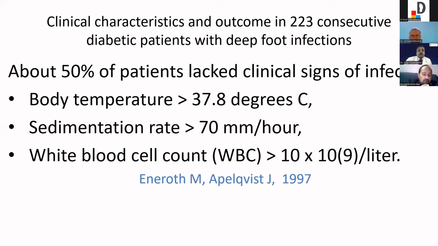This is not a new observation. Jan Apelqvist noted this in the 90s when he looked at people with deep-seated infection, deep foot infections, and about 50% of patients lack clinical signs of infection, which he took as a body temperature greater than 37.8, an ESR of greater than 70, or a white count greater than 10 to the 9. So this is an important thing.